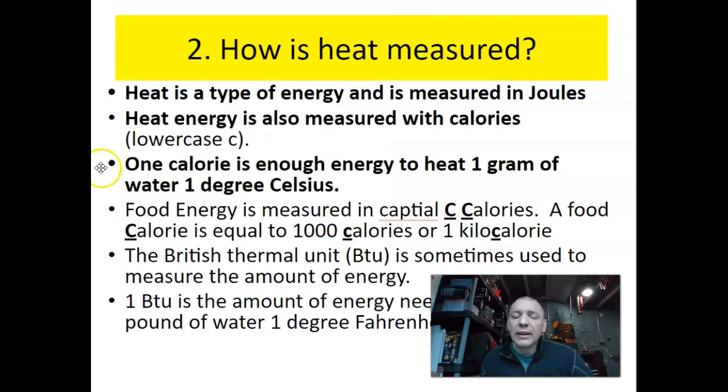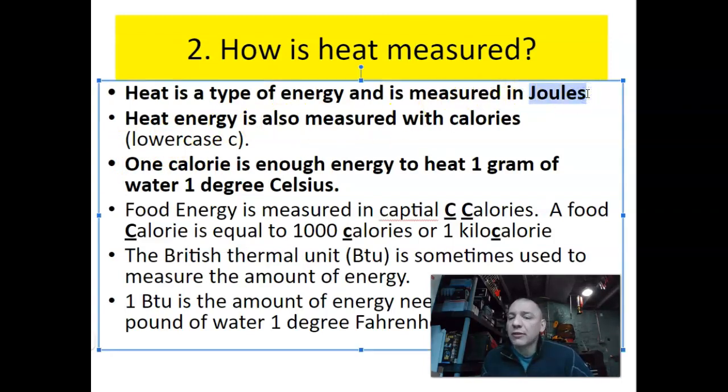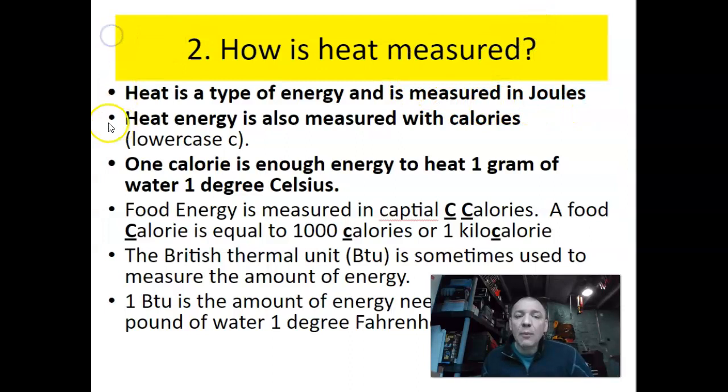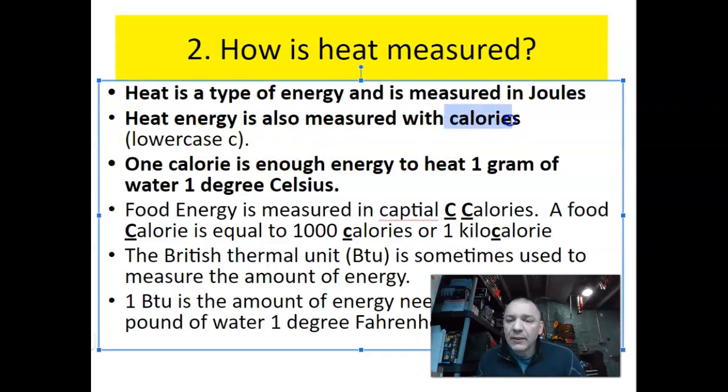How is heat measured? Well, heat is a type of energy and is actually measured in joules. Just like we've been measuring electrical energy, work, and power in joules, that can be used for heat too. We also measure heat with calories. Here we have a lowercase c calorie. This is the metric unit of heat, and 1 calorie is enough energy to make 1 gram of water go up by 1 degree Celsius. So that's the definition of a small c calorie.